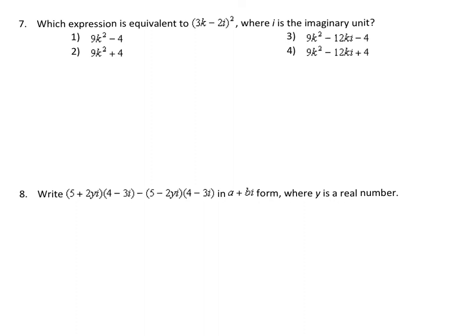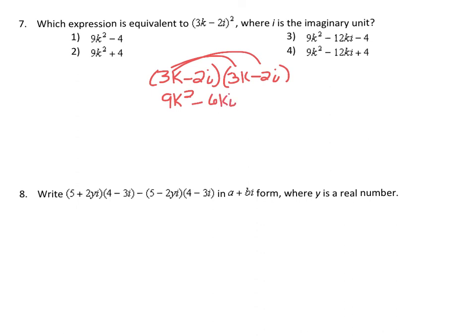Okay, so since this is being squared, we know we have two of them. So I'm going to take the 3k minus 2i, and I'm going to write it out twice. And then we're just going to double distribute. So 3k times 3k would be 9k squared. 3k times negative 2i would be negative 6ki.